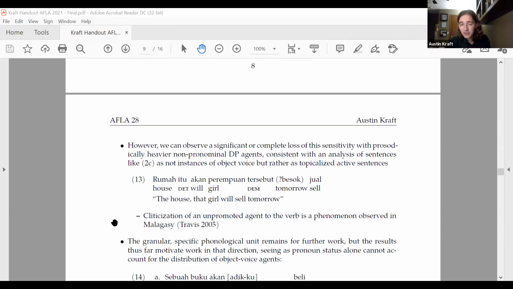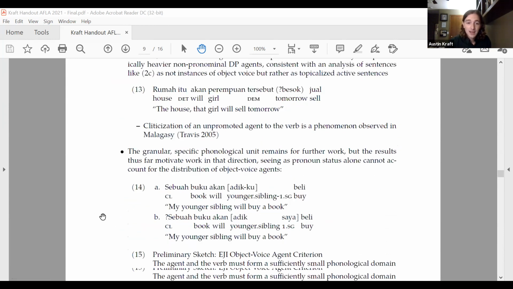And I'd be happy in the discussion period to get into sentence 13, where we see that this intervention effect, the sensitivity to this intervention, actually degrades when we're looking at those sentences that look like object voice, but we had said are actually underlyingly active and subject to topicalization and focus movement.